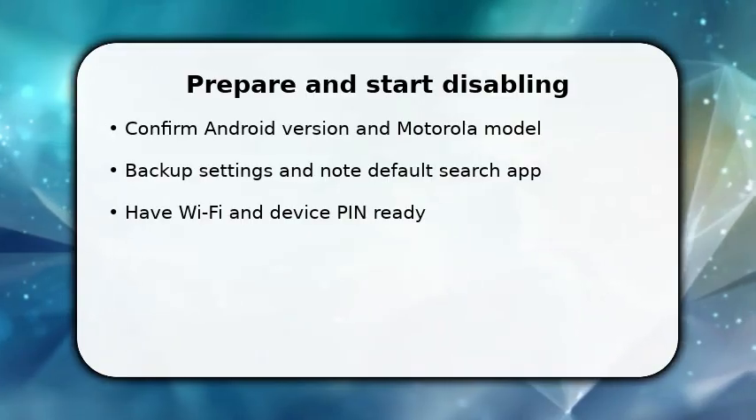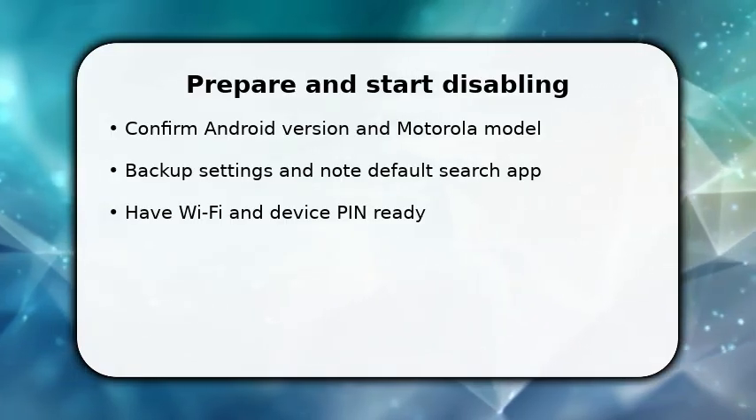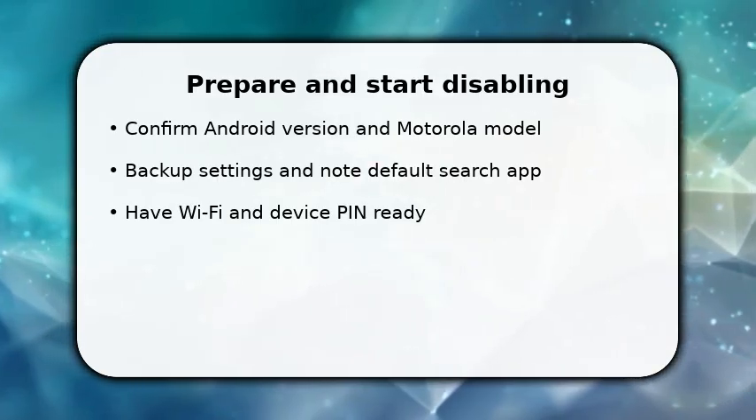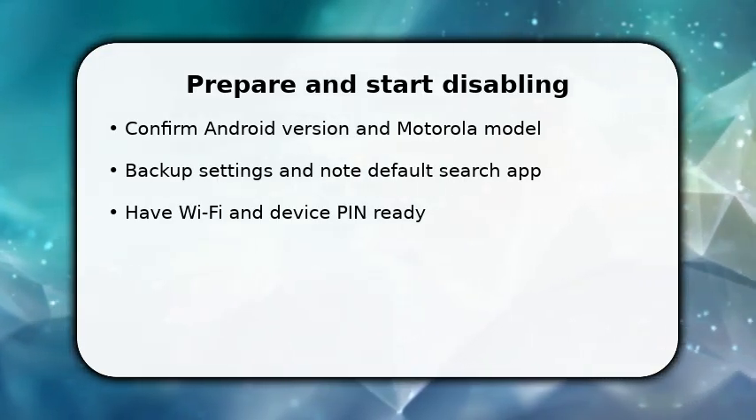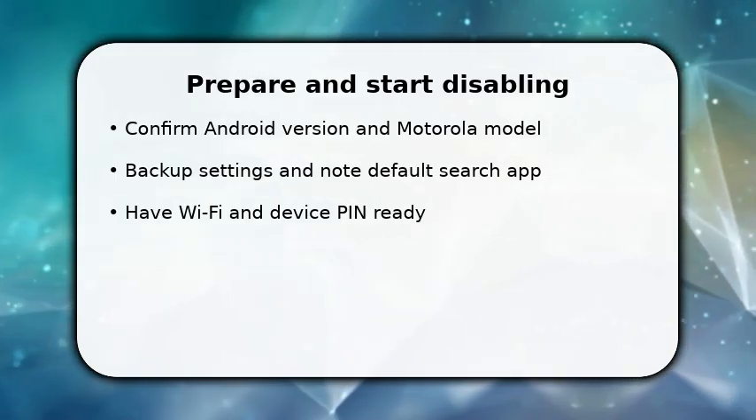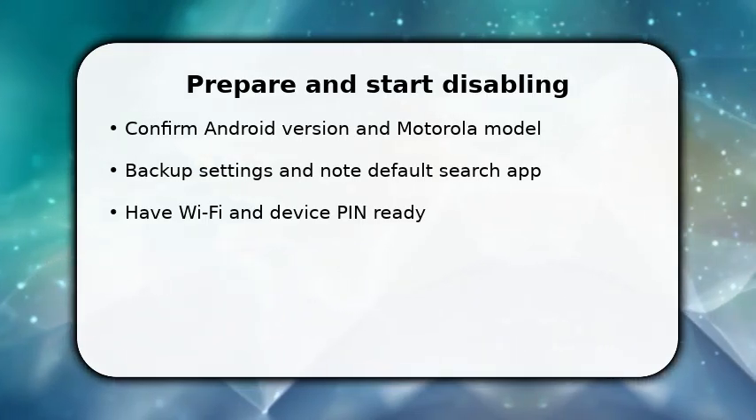You begin by confirming your Motorola model and Android version. This matters because menus differ. Once done, open Settings and navigate to Apps or Apps and Notifications. Make sure to back up your current settings and note the default search app listed. That gives you a rollback path. You will need Wi-Fi and your device PIN unlocked.